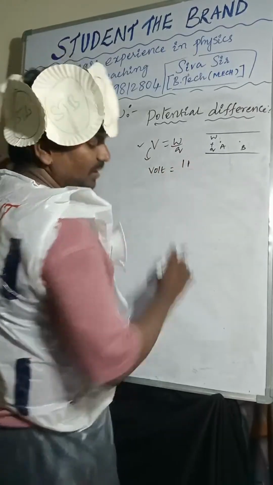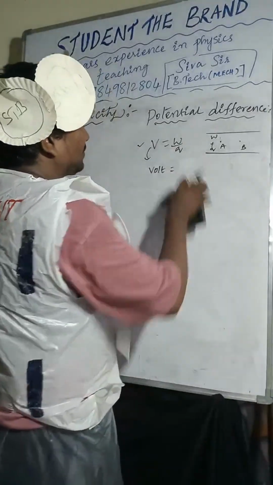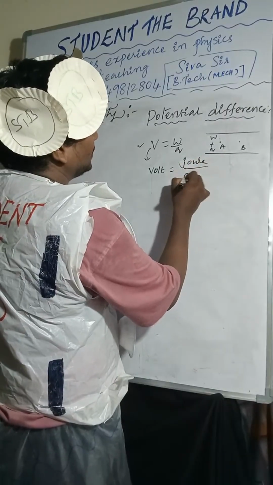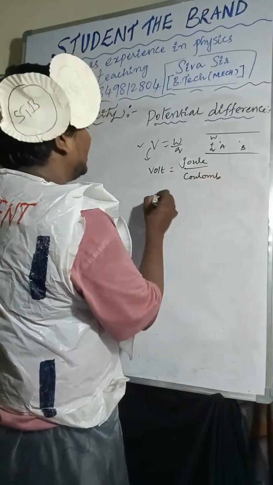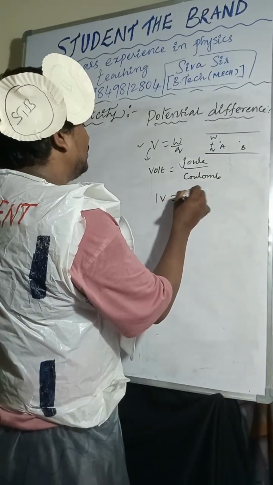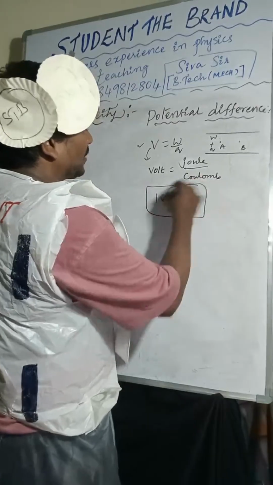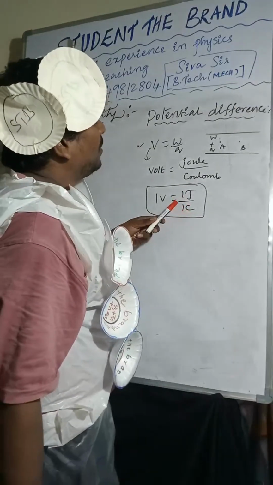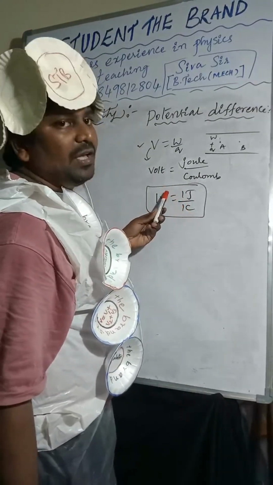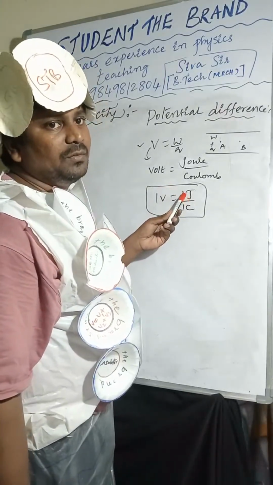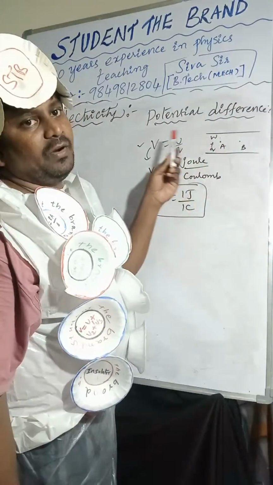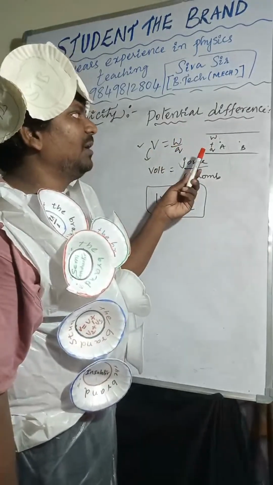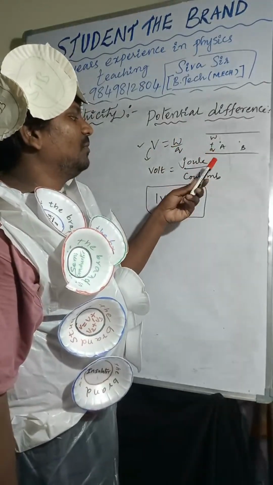The SI unit of work is the joule, and the SI unit of charge is the coulomb. So 1 volt equals 1 joule by 1 coulomb. 1 volt is defined as 1 joule of work done to bring 1 coulomb of charge from one point to another point. So potential difference is nothing but 1 joule of work done to bring 1 coulomb of charge.